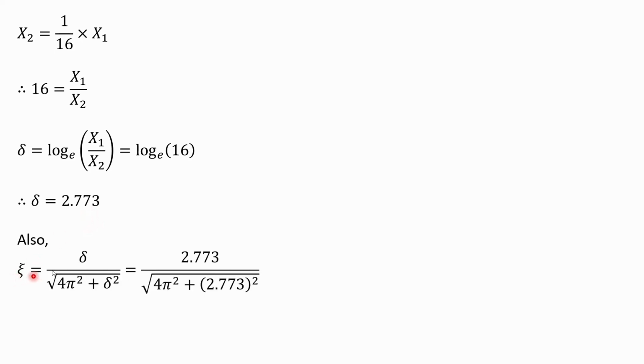Also zeta, that is damping factor, is equal to delta divided by square root of 4 pi square plus delta square. Value of delta, that is logarithmic decrement, is 2.773. Square root of 4 pi square plus 2.773 square. Solving this, we'll get zeta is equal to 0.404.